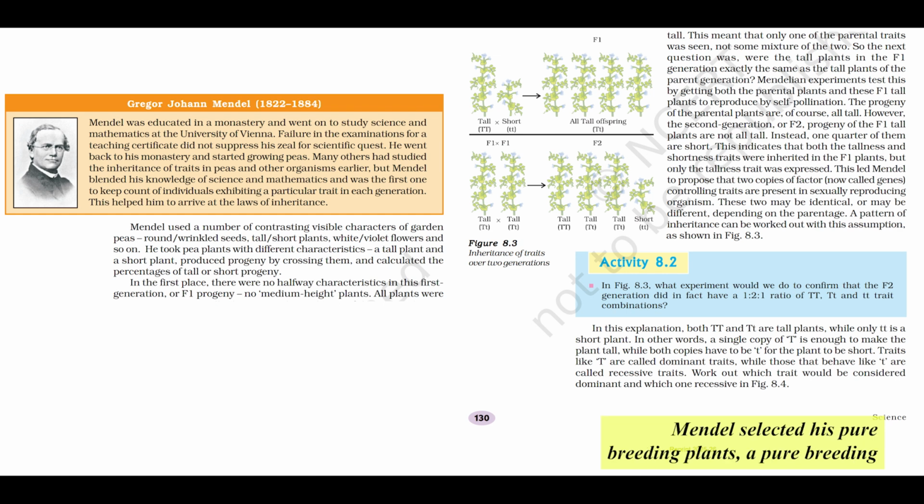Mendel selected his pure breeding plants. A pure breeding tall one, always producing tall offspring, and a pure breeding short one, always producing short offspring. These are his parental P generation. He then cross-pollinated them, pollen from the tall onto the short, and vice versa. The seeds from this cross grew into the first filial, F1, generation.